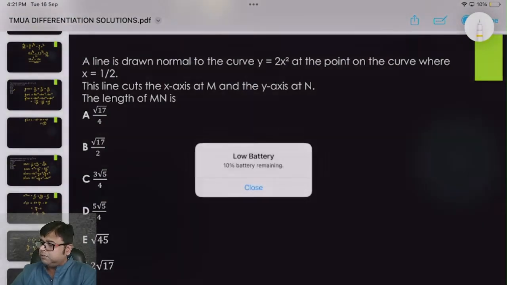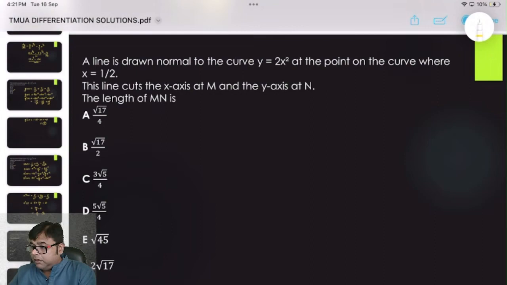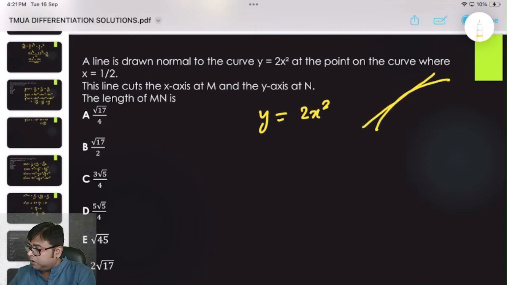Now this covers the normal, right? So it says that a line drawn normal to the curve y is equal to 2x square. As I said, this is the curve, this is the tangent, so the normal is perpendicular to it. So this is what the normal is, right? And I have to first find the equation of this normal, and then we have to again do it the same way as we did in the previous question. The only difference here will be that at x equal to half, again this point x is half, so y I can find, right?